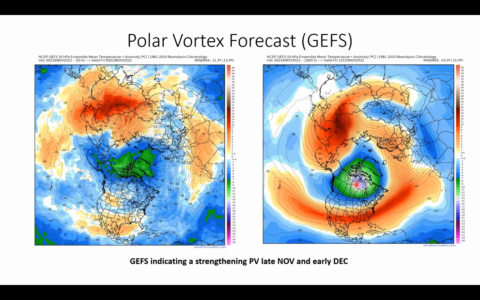It looks to me like things start to get a little bit stronger with the polar vortex. We still have some warming that's occurring in the stratosphere, generally on just the northwest and the main core of the polar vortex. So overall, the GEFS is indicating a strengthening polar vortex late November and early December.